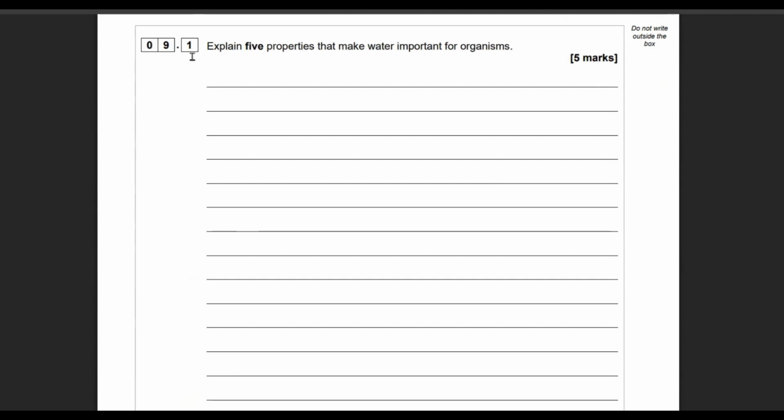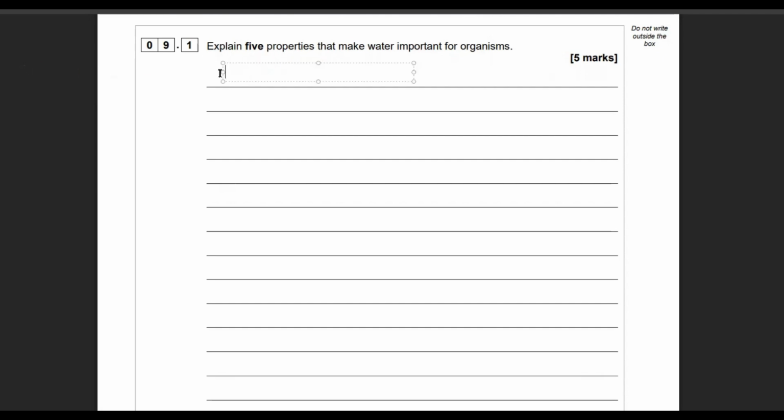Okay, let's get on to the last question. 9.1, explain 5 properties that make water important for organisms. Right, explain. So you're not going to get any marks for just describing the 5 properties of water. You're going to need to explain a reason behind them, but it's only 5 marks, so you can't write a whole essay on it. You just want one succinct bullet point reason to explain each of the properties.